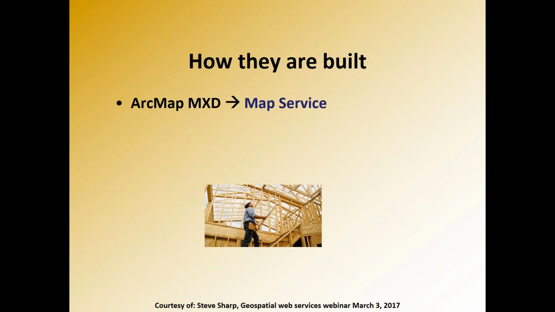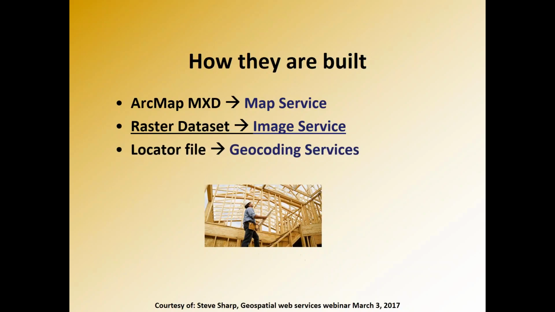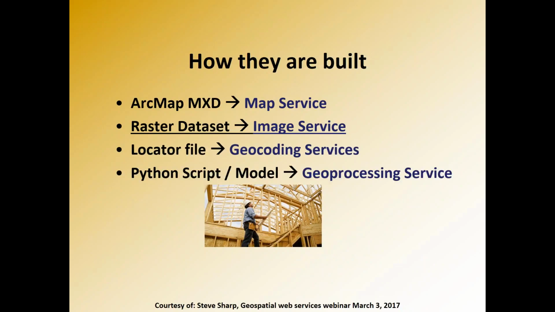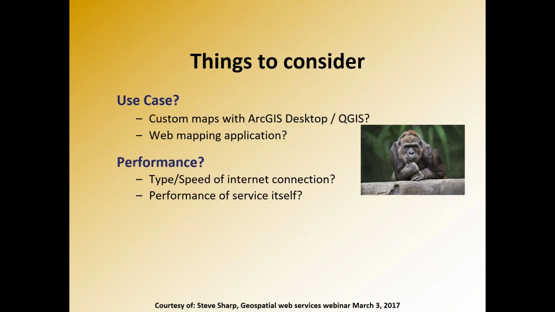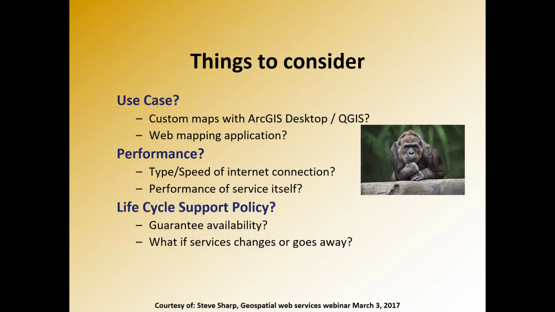So the map service, yep, you just build an MXD and publish it. The raster data set, I've already explained that there's an intermediate step there. We put this all on a mosaic data set to manage it more effectively, and then we hit the publish button. It goes up to an image service. And then there are these other ones too, so geocoding and geoprocessing. So just some general things to consider when you're thinking about using web services, map or image services.